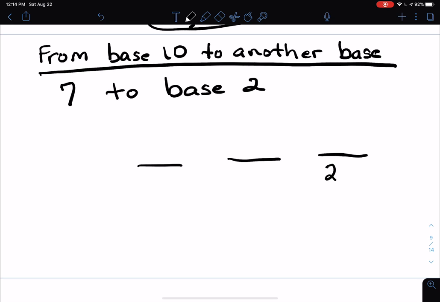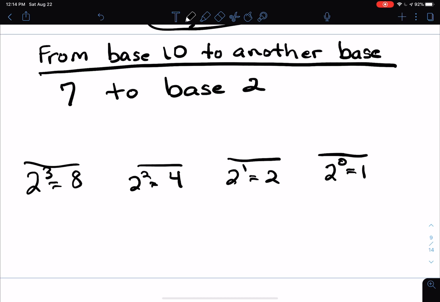I know 2 to the 0 is 1, 2 to the first is 2, 2 squared is 4. As soon as I get to 2 cubed, I get 8. That's too big. That goes past 7, the number we're trying to convert. So we don't need that. We're going to start with 4. We're going to divide 7 by 4.